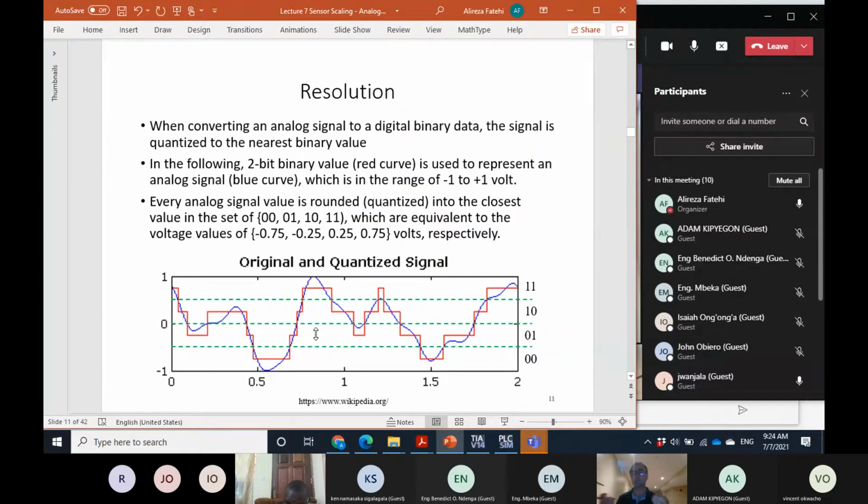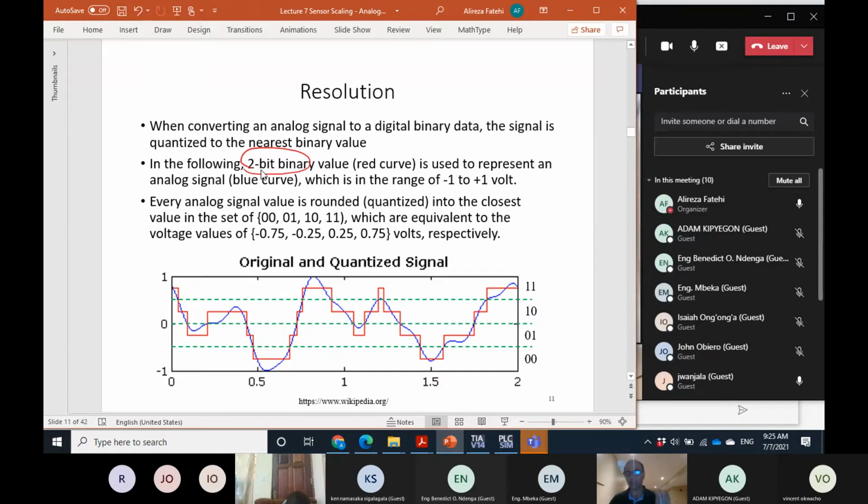Okay, what is the effect of the number of the bits? Let's assume that we have this blue signal as a voltage between -1 and 1 volt, just a simple example. The actual physical voltage is this blue signal. And just as an example, assume that the analog input card has just 2 bits. It generates a 2-bit binary value.